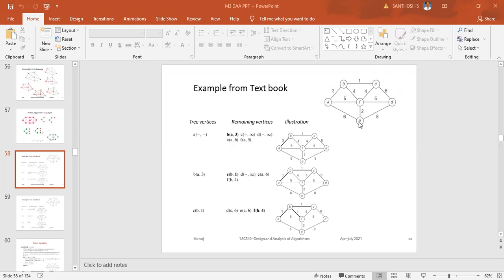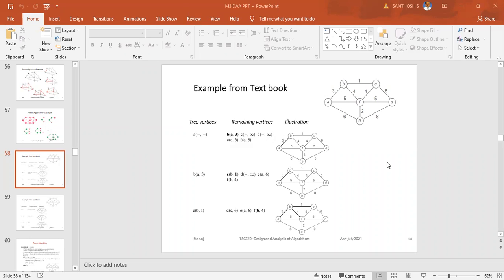E, from B which is reachable? E is reachable from A only, so write E, A comma 6. Then F. Now you come to the concept that F is reachable from A as well as from B. F is reachable from A with 5. Now F is reachable from B with 4. So which value are you going to take? You go with the minimum value. The minimum value is from B.